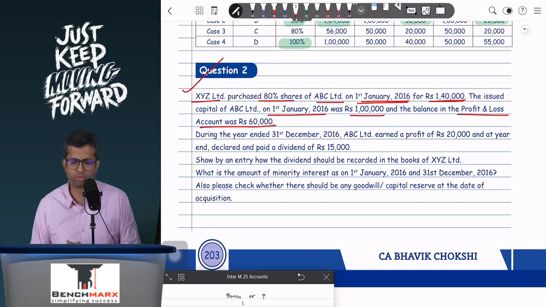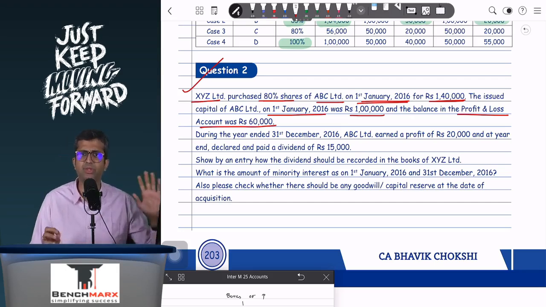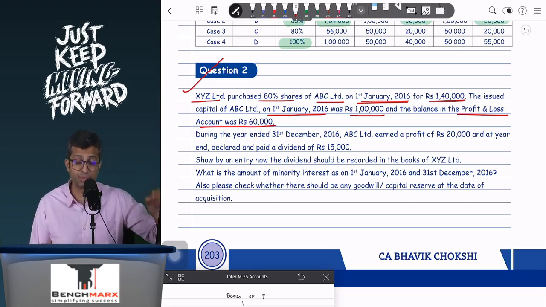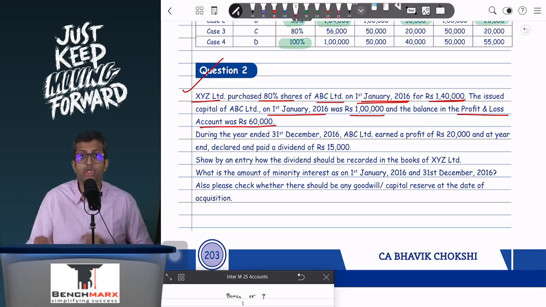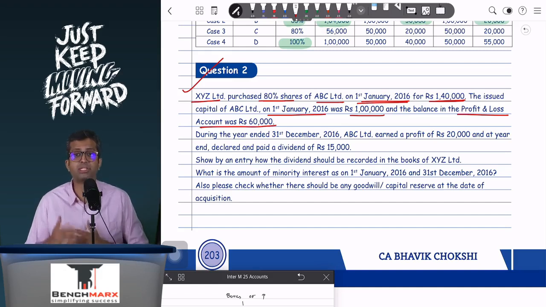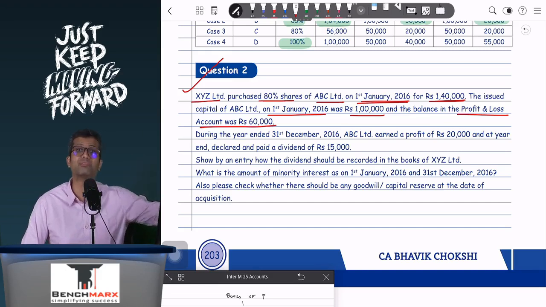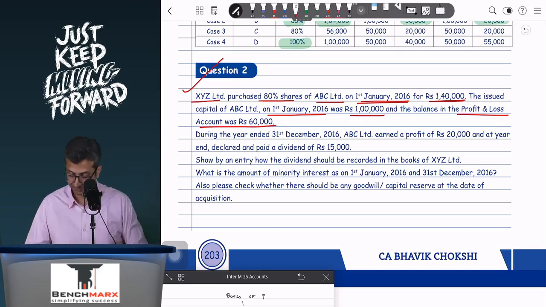These are post-acquisition profits. If nothing is given, we generally assume that the dividend is paid out of the profit of the respective year. So if it is dividend of the year 2016, it would be paid out of the profits of 2016. If it is dividend of the year 2017, it would have been paid out of the profits of 2017. But if it is dividend of the year 2015, then it must be paid out of the profits of the year 2015, irrespective of when the dividend was actually paid.